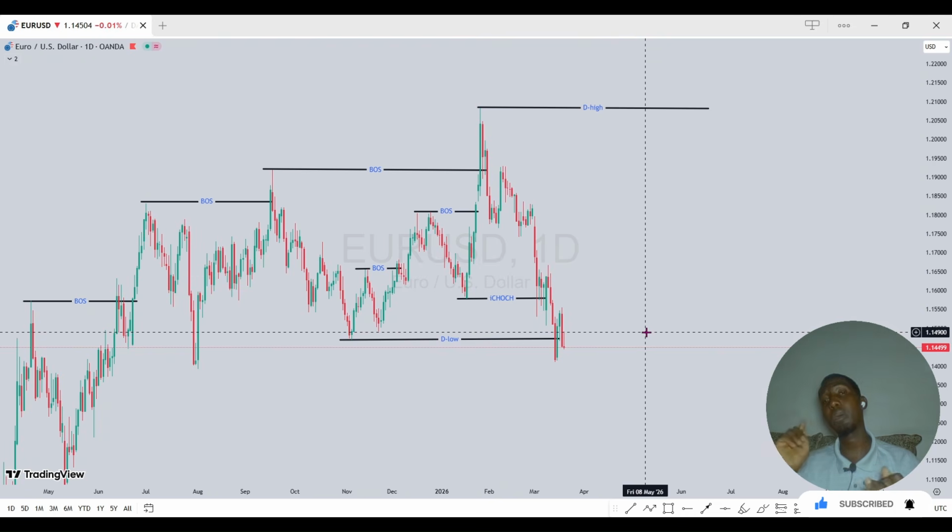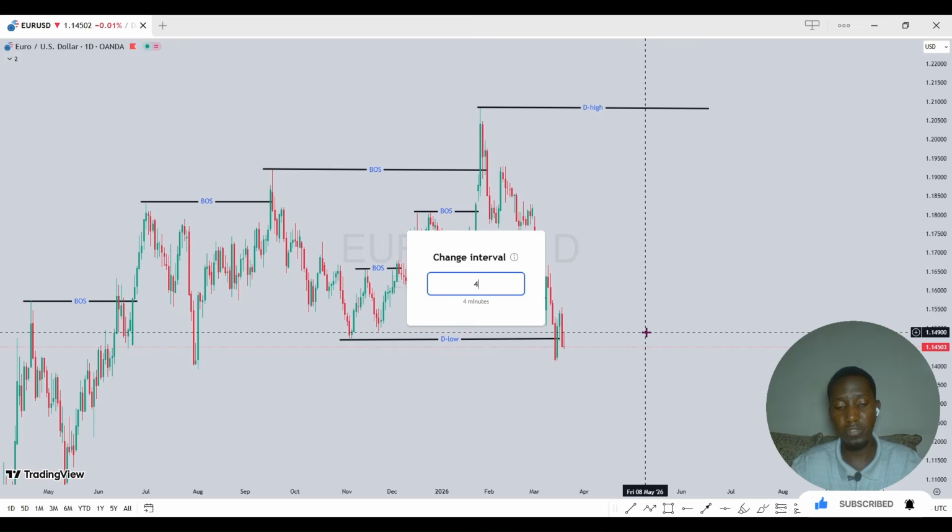So rule number two: after the daily bars, you need to shift to the 4 hours time frame to mark the 4 hours time frame point of interest. All right, so let's shift to the 4 hours time frame.